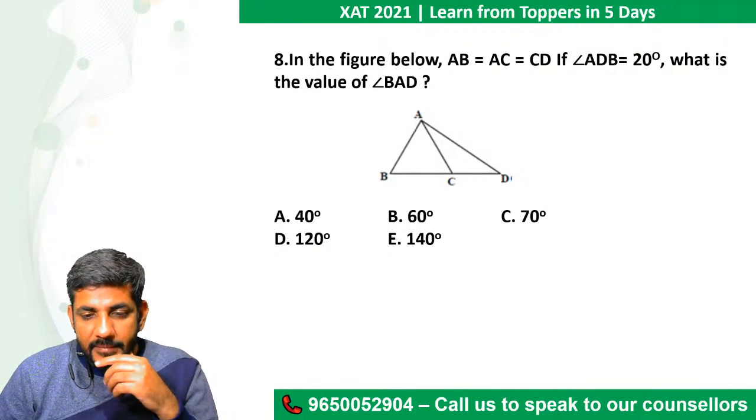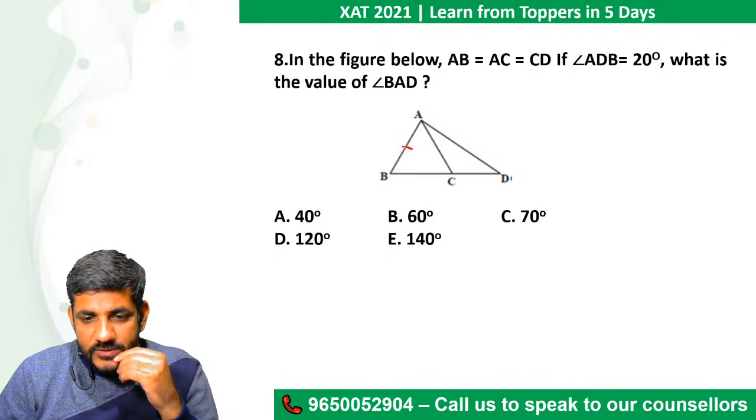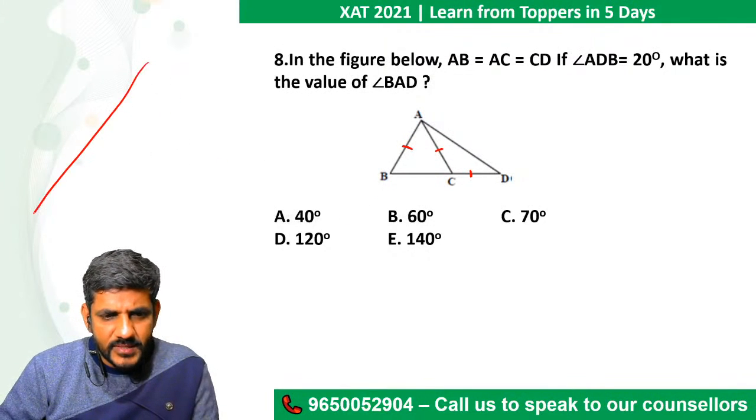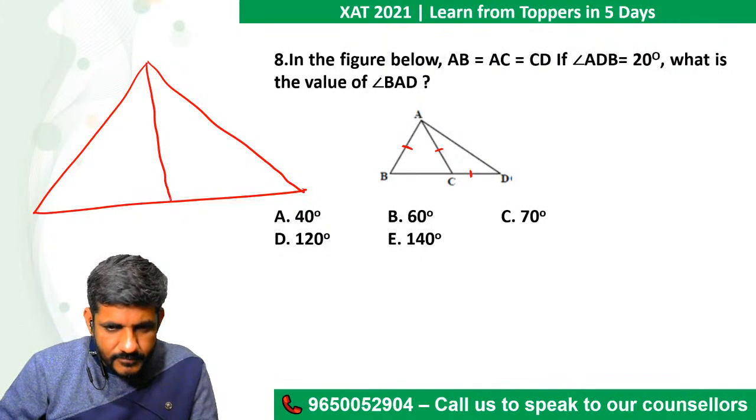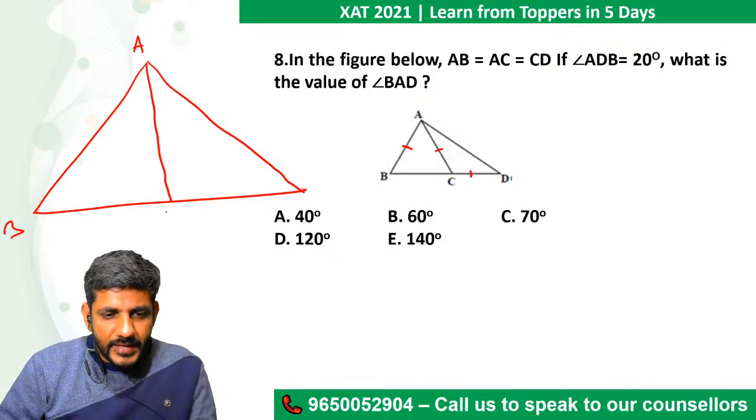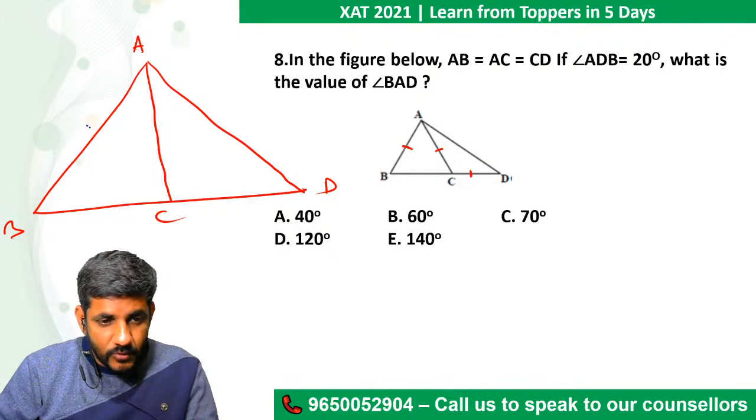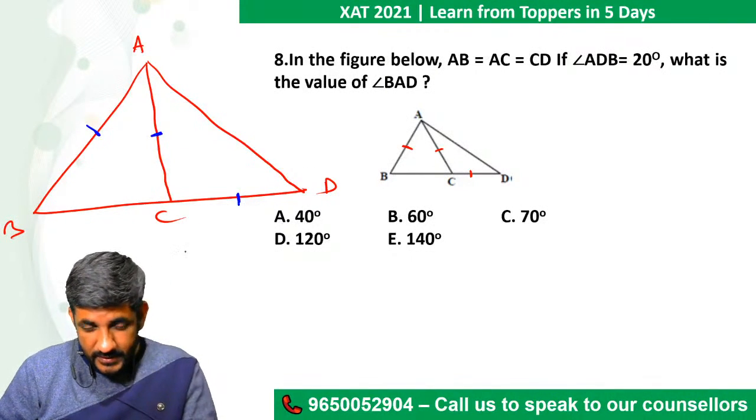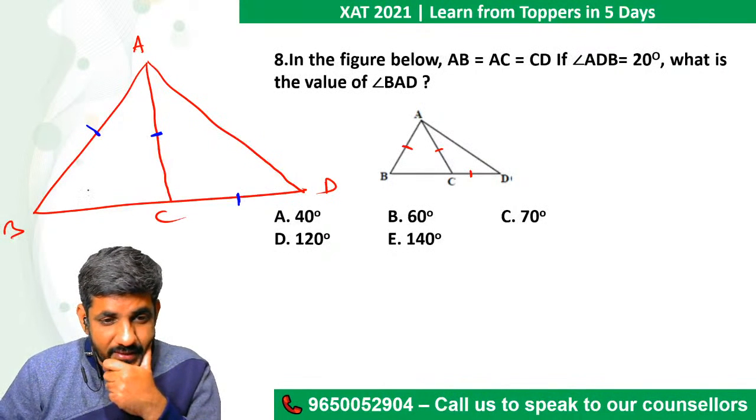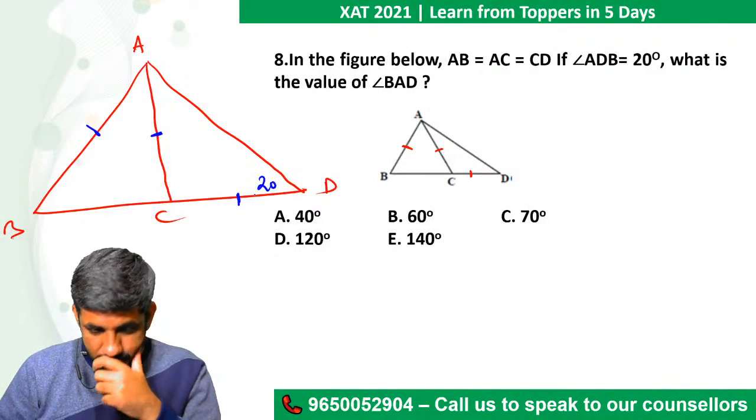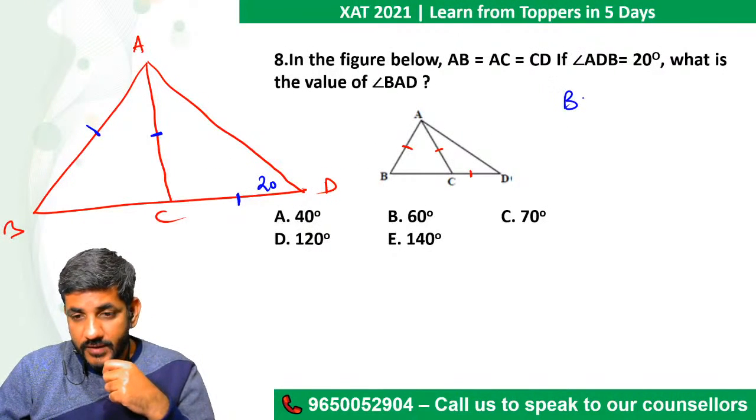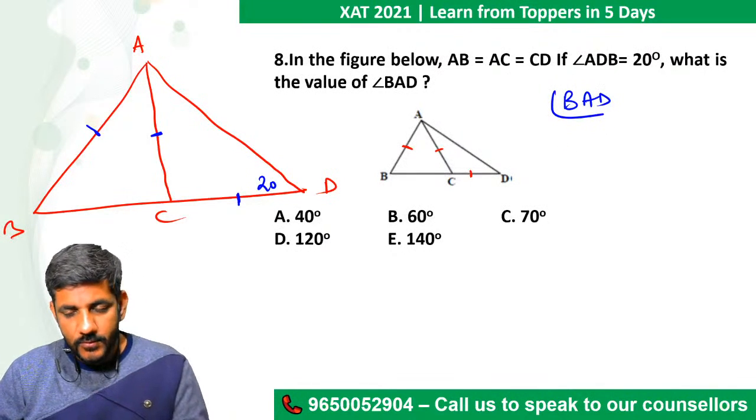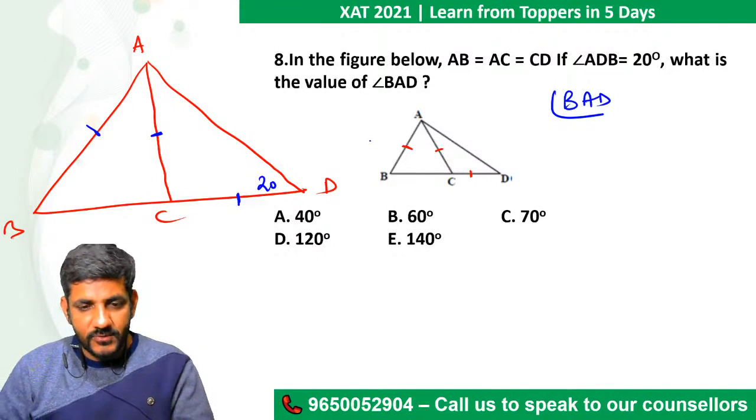In the figure below, AB is equal to AC is equal to CD. So AB, AC, CD, they are all equal. So AB, AC, sorry, CD are equal. If angle ADB is equal to 20 degrees, so this is, sorry, 20 degrees. What is the value of BAD? So we have to find out BAD, right? What is the value of angle BAD? That we have to figure out.